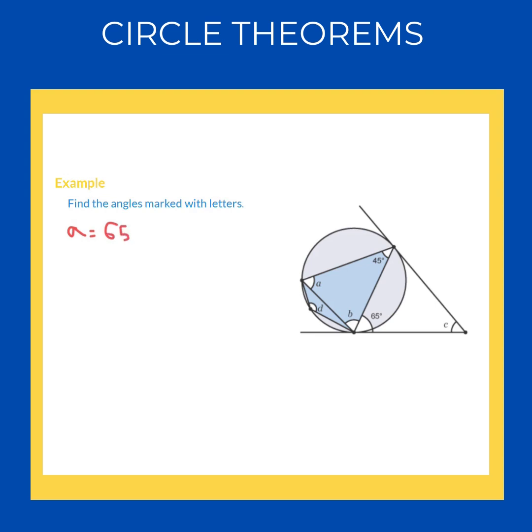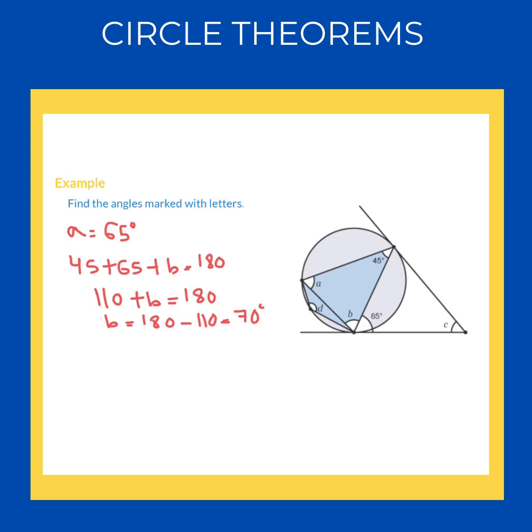65 degrees. Now, how can we find B? We know that the sum of all the angles of a triangle add up to 180 degrees. So 45 plus A, which is 65, plus B is equal to 180. So 45 and 65 is equal to 110, plus B is equal to 180, so B is equal to 180 minus 110, and the angle is 70 degrees.